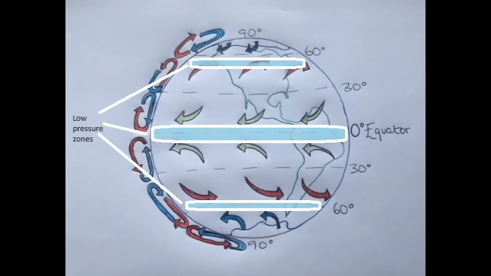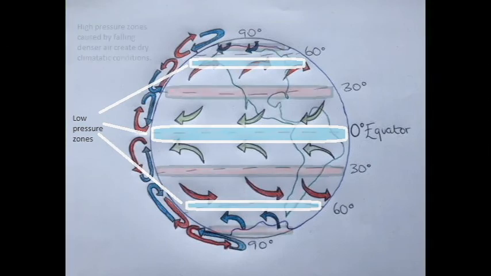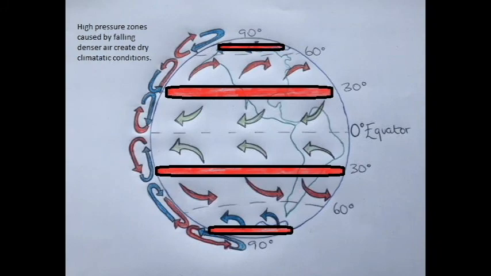Low pressure is caused by warm air rising. These areas have higher rainfall, like the UK and the rainforests. The opposite happens where the air falls, creating higher pressure climates.